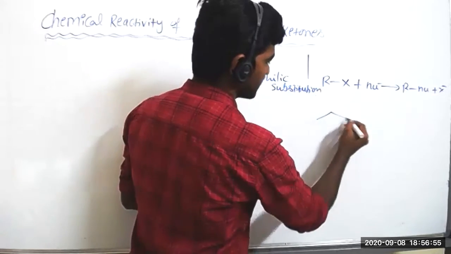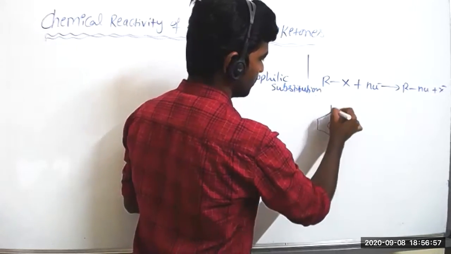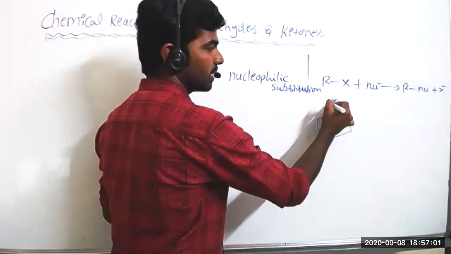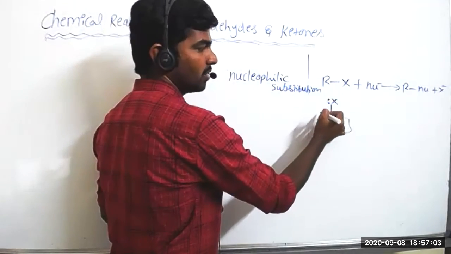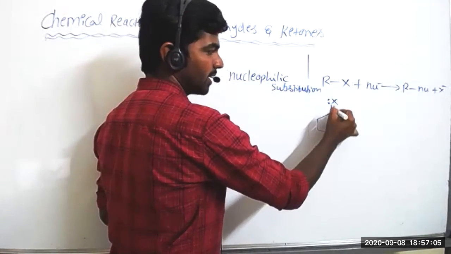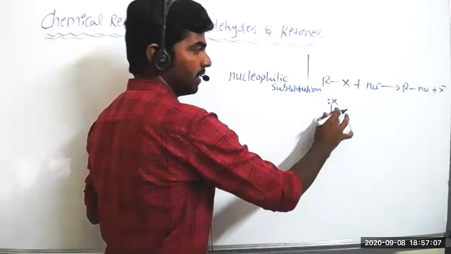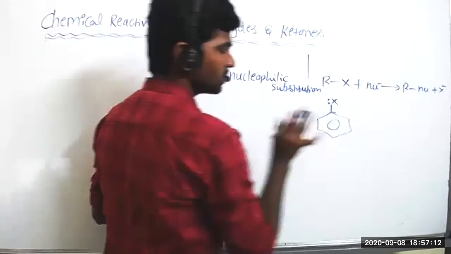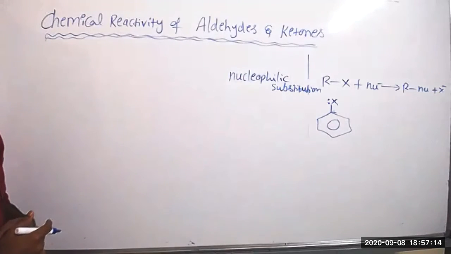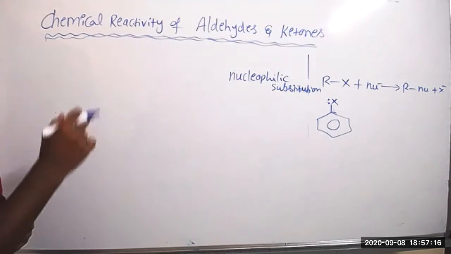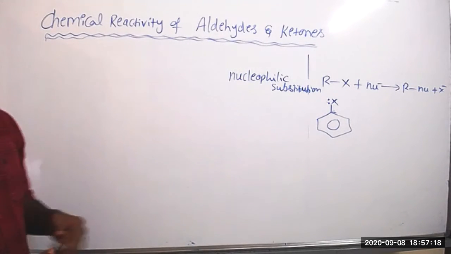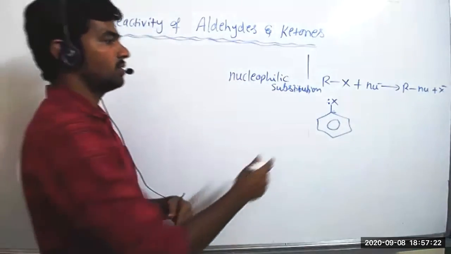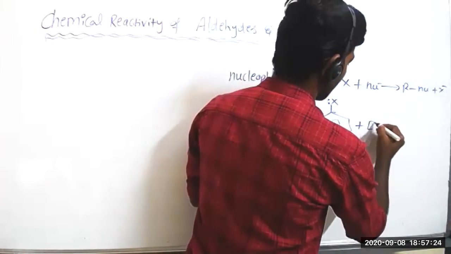Suppose aryl halides. In case of aryl halides, this halogen atom has a lone pair. This lone pair is involved in resonance. So here we are observing double bond character. That's why it is very difficult to replace this halogen with any other nucleophile. So it won't be involved in nucleophilic substitution reaction. They are involved in electrophilic substitution. The electrophile attaches at either the ortho position or para position.